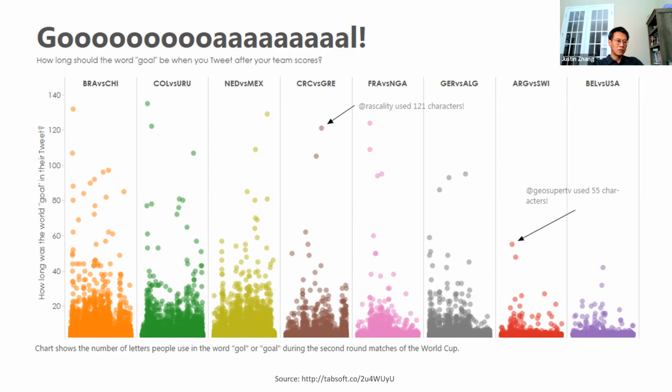So there's one person who shows the tweets with the word "goal" during the World Cup games. He created this chart. During the USA game, the number of characters used to spell "goal" was very low, topping out at just over 40. But in the Brazil game, we see that someone tweeted out "goal" using almost 140 characters for that single word.